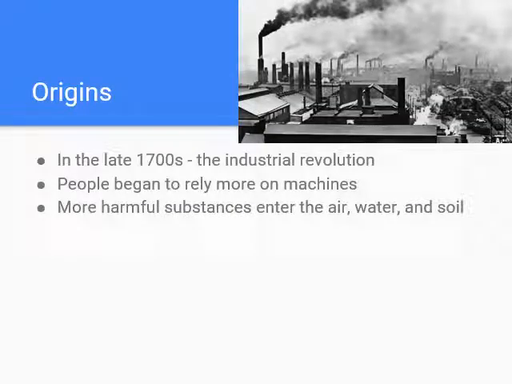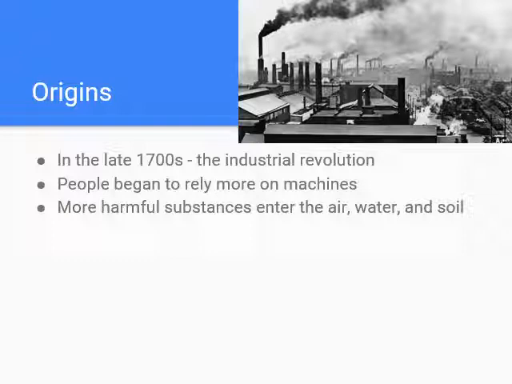So the origin of many environmental problems starts in the late 1700s with the Industrial Revolution. This isn't to say that humans have been perfect before that time, but realistically, the Industrial Revolution really starts off our pollution problem. Many people began to rely more and more on machines, as you've most likely learned about in humanities class. As they rely on these machines, more harmful substances enter the air, the water, and the soil.